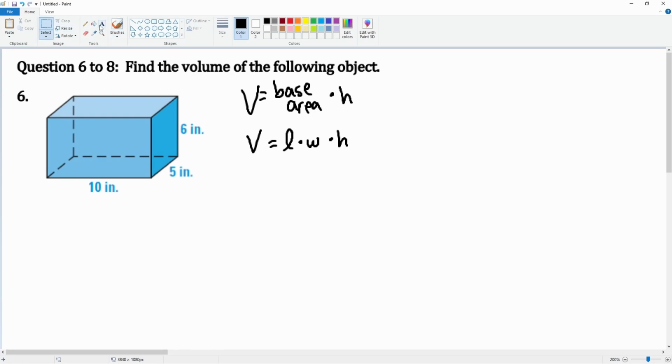And the base area here is this rectangle right here, base area. And that base area is defined by length times width. That is where we're getting length times width times height. All right, so we can plug it in.